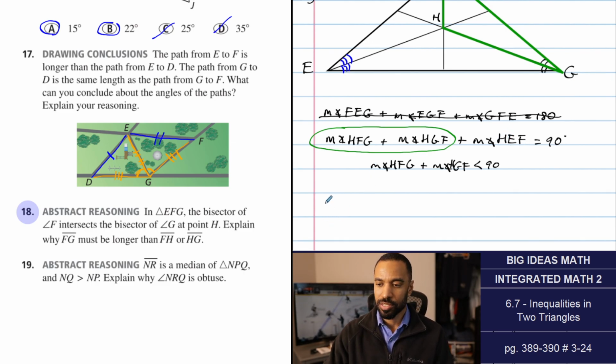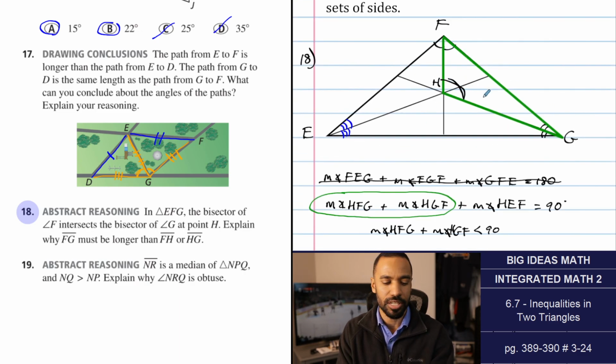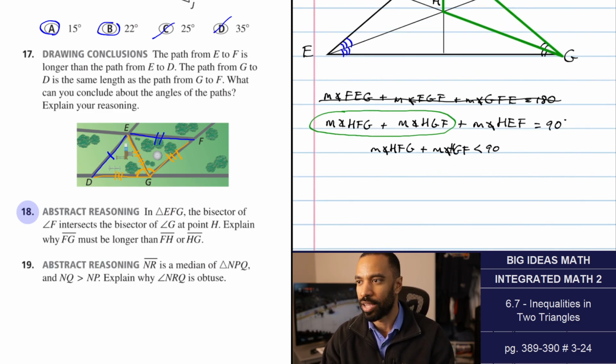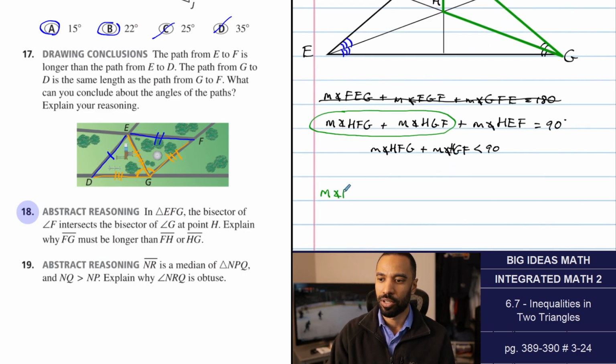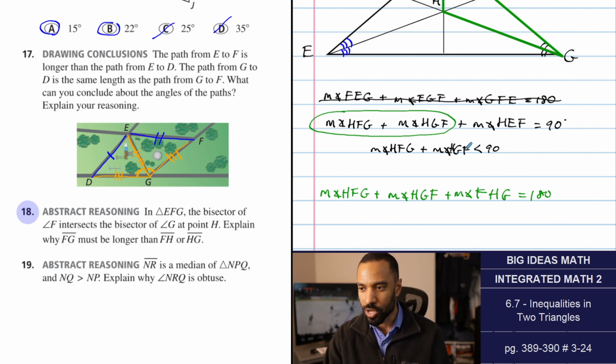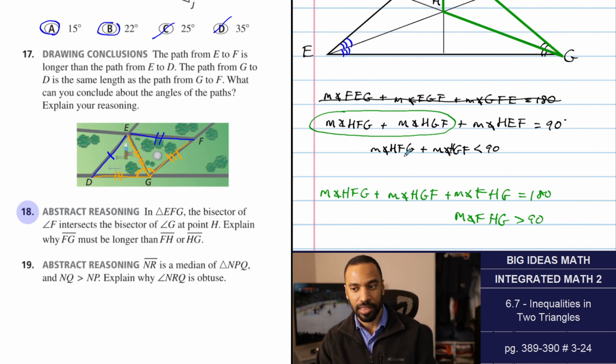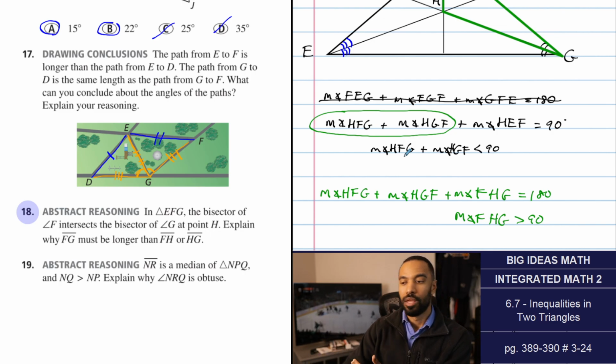But since these three have to add to 180 in the green triangle, measure of angle HFG plus measure of angle HGF plus measure of angle FHG have to equal 180. If these two are less than 90, that means this one must be greater than 90 if I subtract the less than 90 amount over. So that has to be greater than 90.